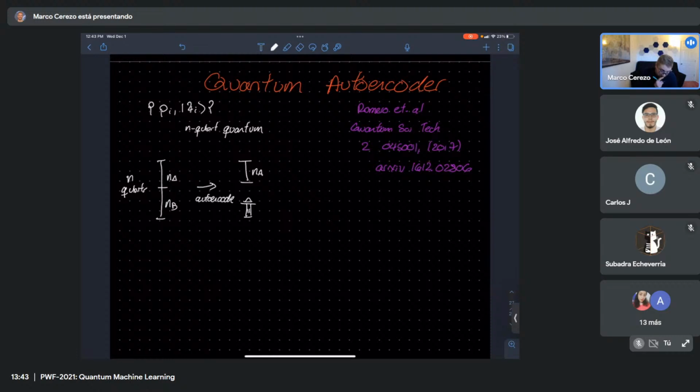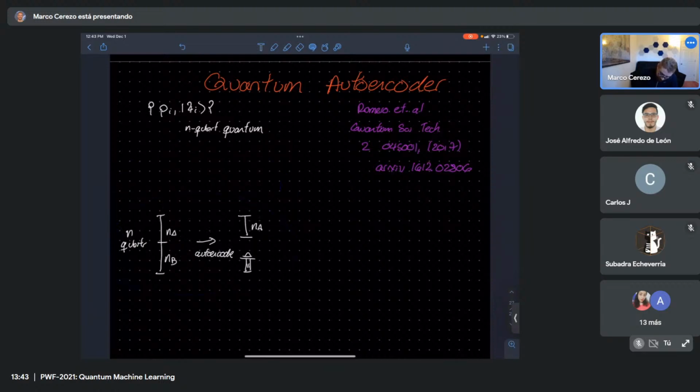Why do I want to do this? Because now I'm going to get a reduced state in a small number of qubits. Maybe what I can do with this is take those qubits and send them, for instance, through some quantum channel, and then I'm going to have here, this is the encoding part. Maybe I want to do the decoding, right? I want to learn how to also decode the information so that I recover my initial state on n_A and n_B qubits.